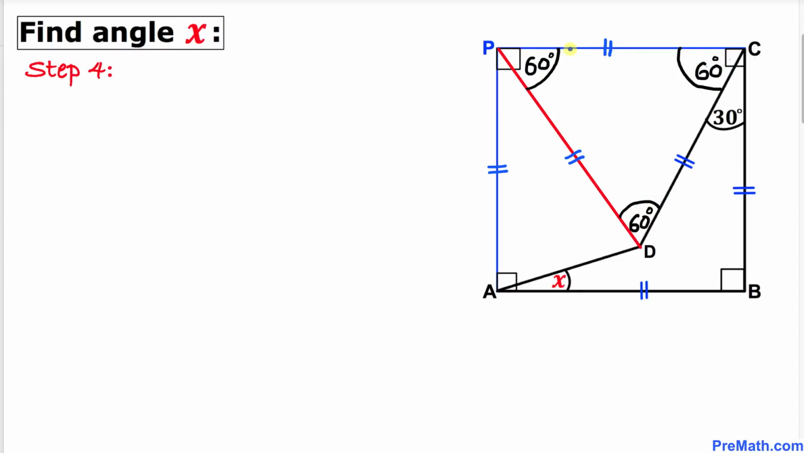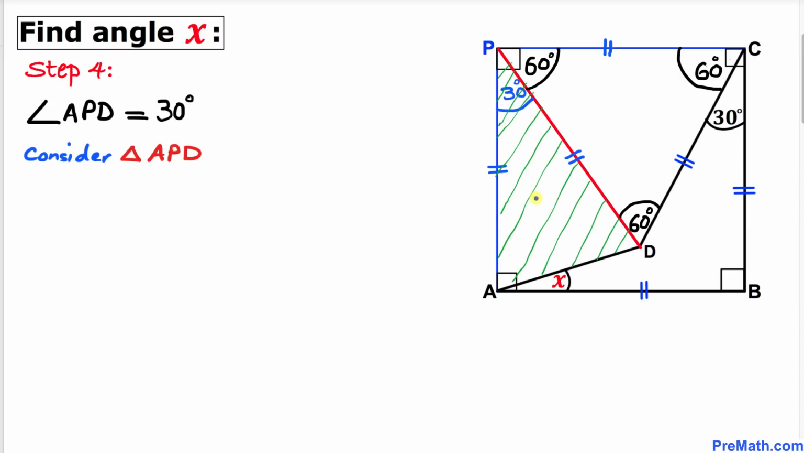And here's our next step. We know that this angle is 60 degrees. This whole angle is 90 degrees. So this angle has got to be 90 minus 60, which is 30 degrees. So therefore our angle APD turns out to be 30 degrees.